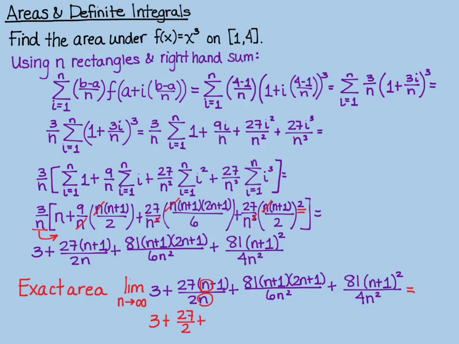In the third one, the largest power of n will be the same in the top and the bottom, but there's an extra 2 at the beginning, so 2 times 81 is 162 over 6. And in the fourth one, the largest power of n is the same in the top and the bottom, so we're left with 81 over 4. When I add these all up, I get 255 over 4, and that's the exact area under the curve f of x equals x cubed on the interval from 1 to 4.